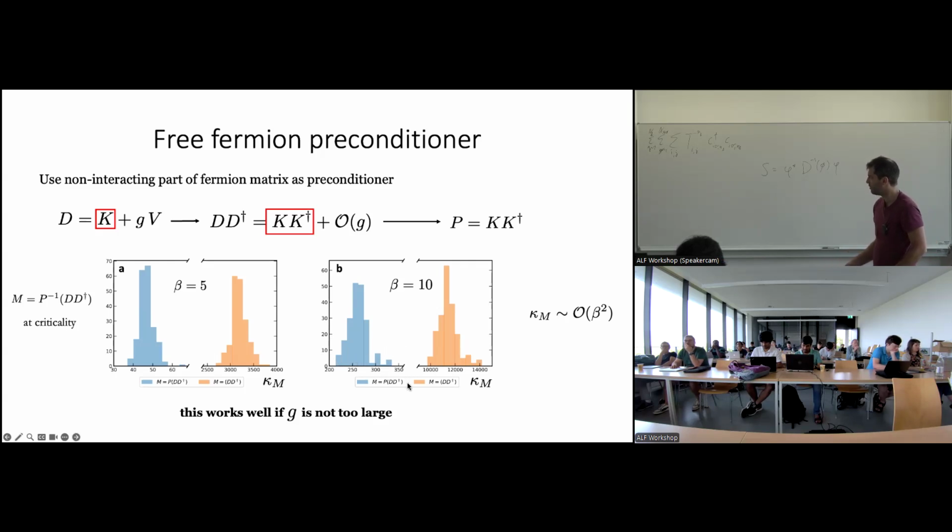And then, the other thing to note is that, of course, this works well if G is not too large. Once G becomes too large, then this becomes a bad approximation for the low-lying states. It just won't work. The unpreconditioned one will actually be faster than the preconditioned matrix to invert.